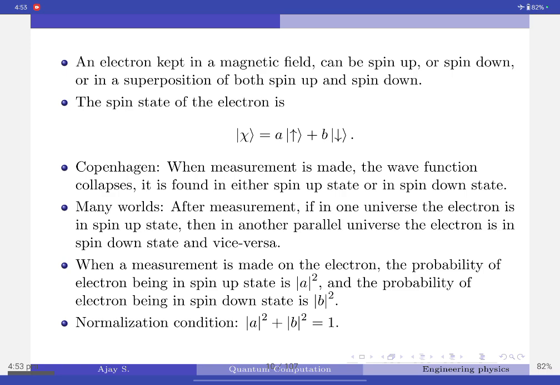So, when a measurement is made on the electron, the probability that the electron is in the spin up state is modulus A squared, and the probability that the electron is in the spin down state is modulus B squared. And we have the normalization condition because they represent probabilities. The sum of probabilities must be equal to 1. So mod A squared plus mod B squared has to be equal to 1.